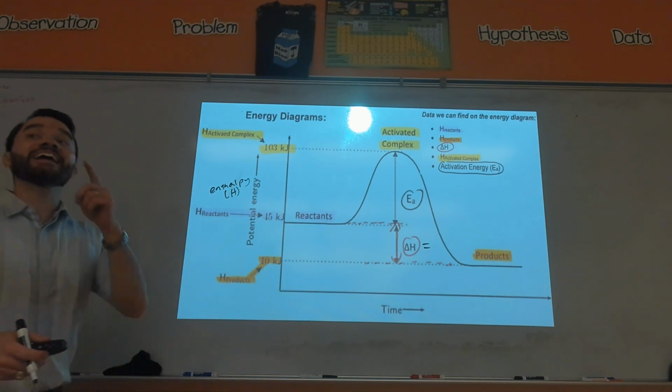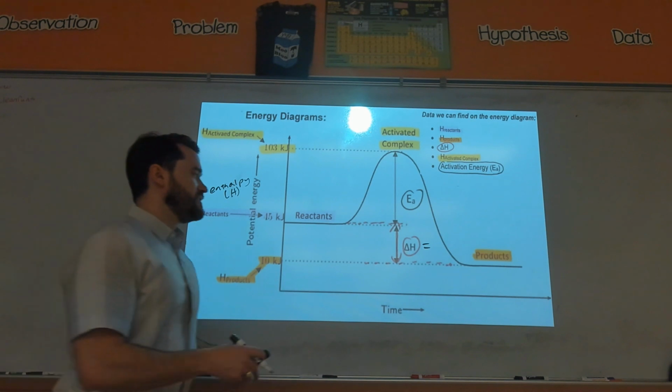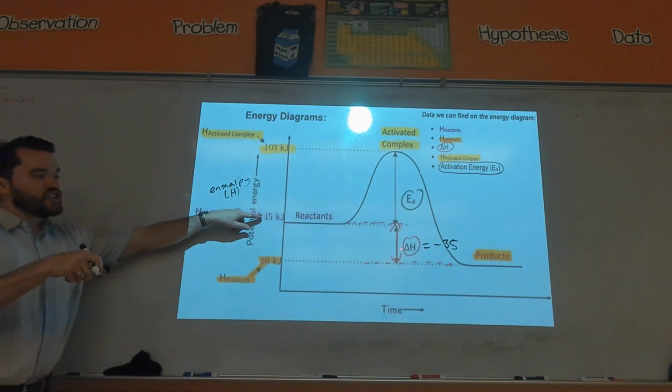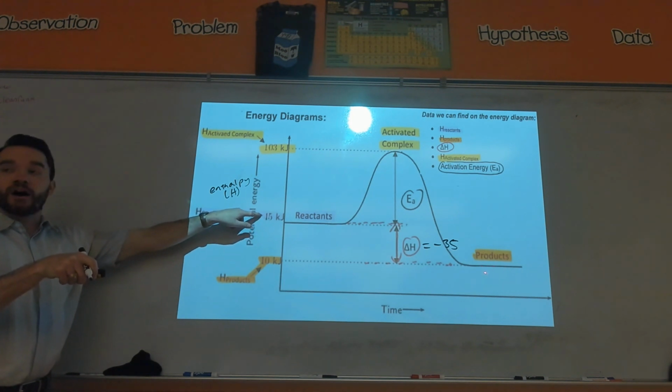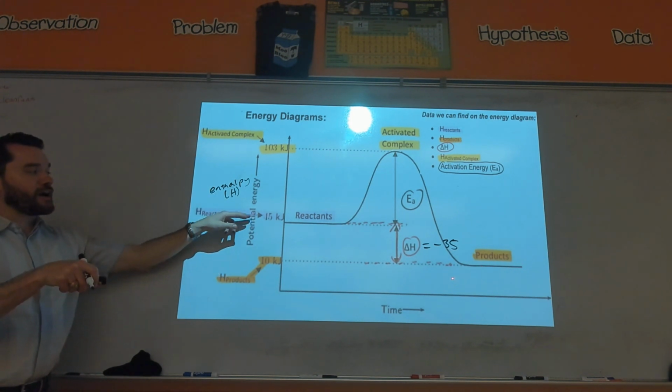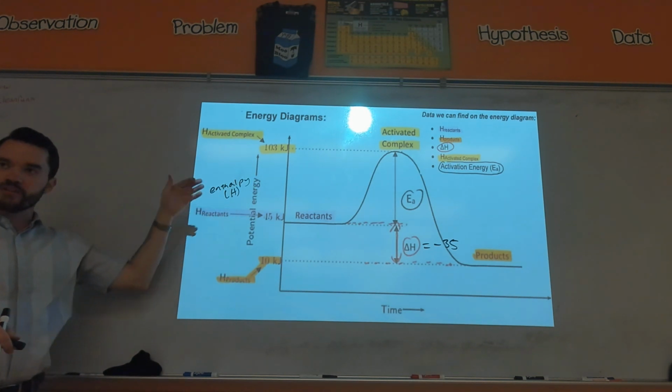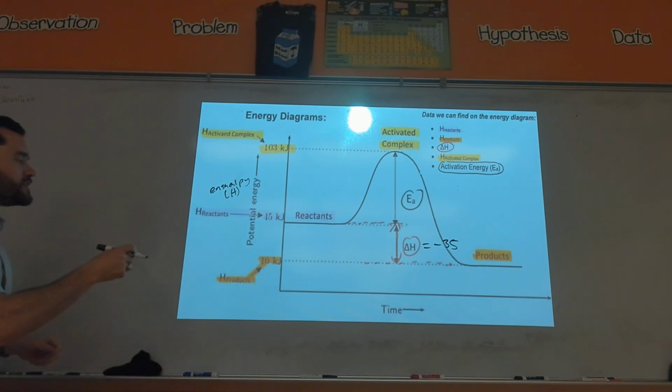-35, yeah. -35, though. I don't know if you said negative. It's negative because the products end at a lower spot than the reactants. It's 35 because the reactants are at 45, products are at 10. When you're doing this calculation, what you're actually doing is final minus initial.